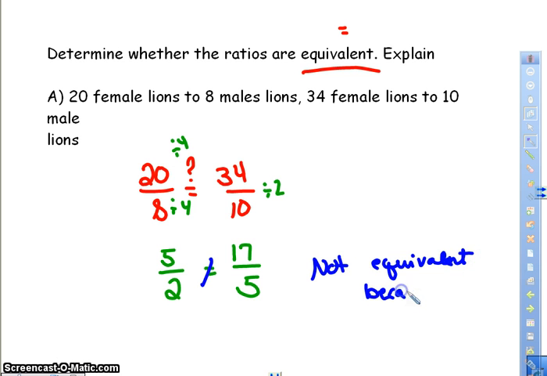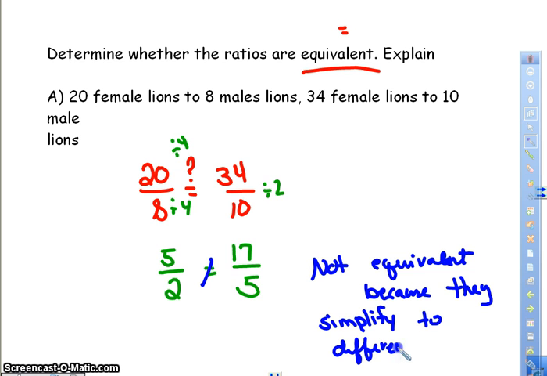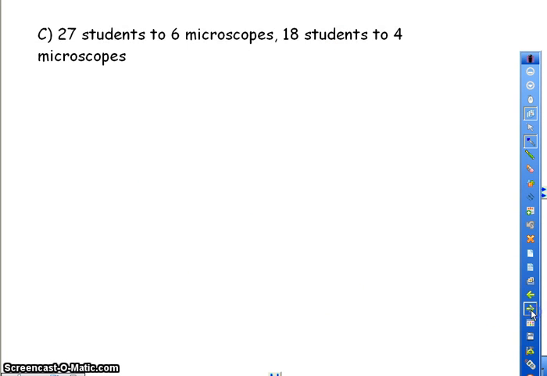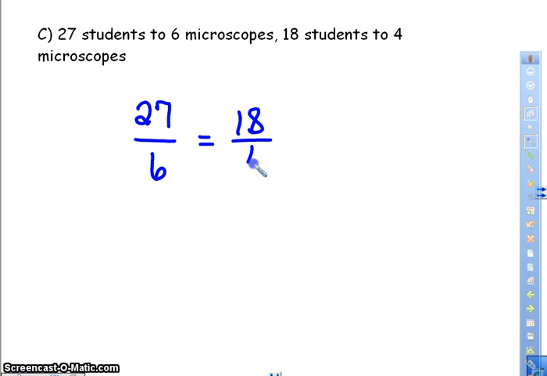Because they simplify to different fractions. Okay, we want the fractions to represent the same thing. Okay? All right, 27 students to 6 microscopes. So I want to know if 27/6 equals the same thing as 18 students to 4 microscopes.